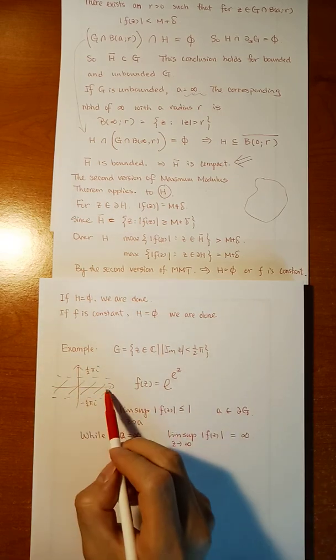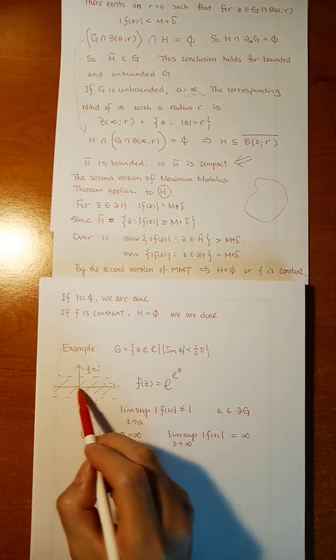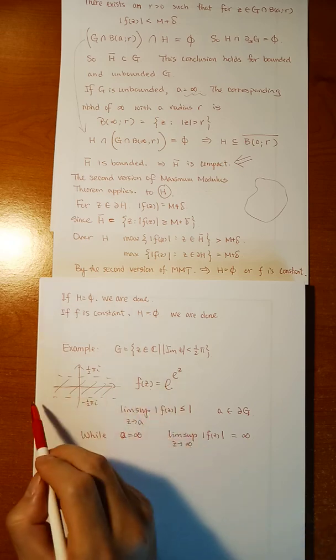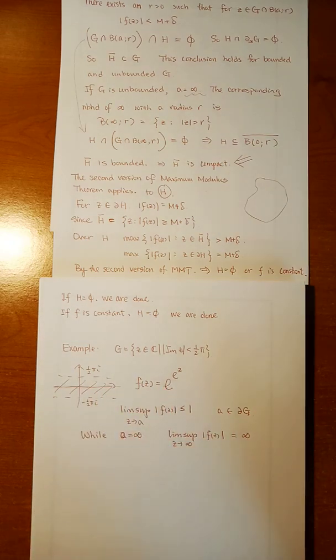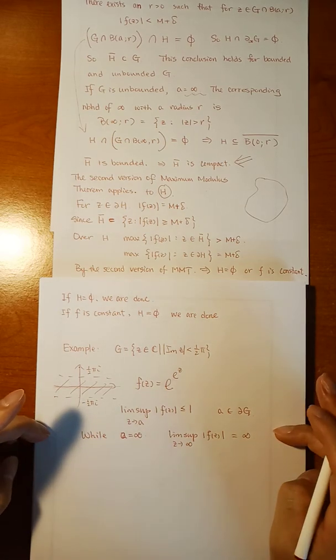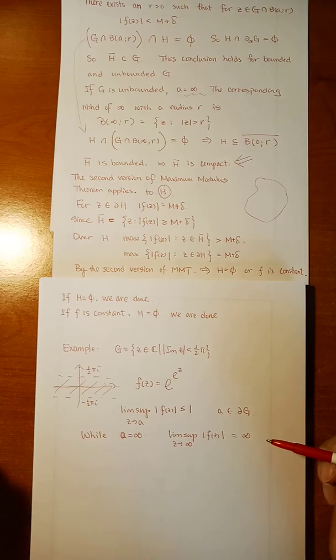How do you get this infinite? You choose z along the real axis. When it is along the real axis, it will blow up. So again, this example cannot be covered by the third version of MMT, the maximum modulus theorem. Okay?